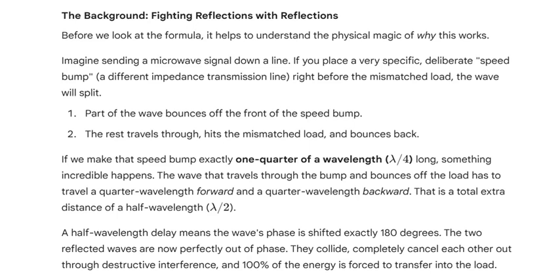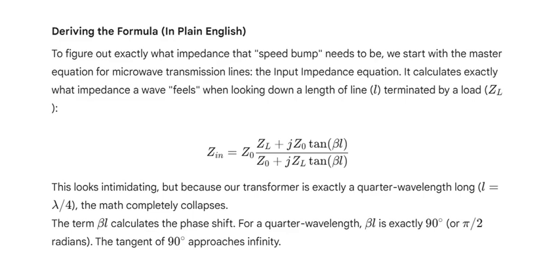If we make that speed bump exactly 1/4 of a wavelength long, something incredible happens. The wave that travels through the bump and bounces off the load has to travel a 1/4 wavelength forward and a 1/4 wavelength backward. That is a total extra distance of a half wavelength. A half wavelength delay means the wave's phase is shifted exactly 180 degrees. The two reflected waves are now perfectly out of phase. They collide, completely cancel each other out through destructive interference, and 100% of the energy is forced to transfer into the load.